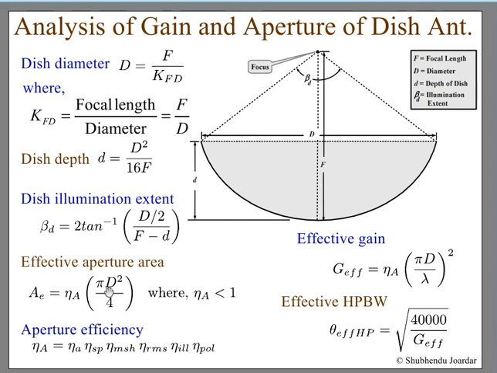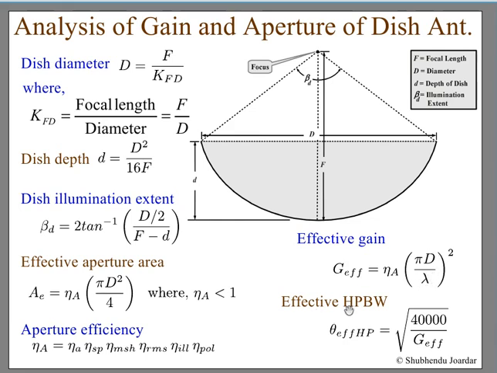And the effective aperture area will be the area of this dish multiplied by the aperture efficiency. The area of the dish is pi D square by 4, into the aperture efficiency, and that will give you the effective aperture area. Once you get the aperture area, you can calculate the effective gain using G is equal to 4 pi A by lambda square. That is the gain relationship with lambda. If you substitute all these parameters, this is what you will get.